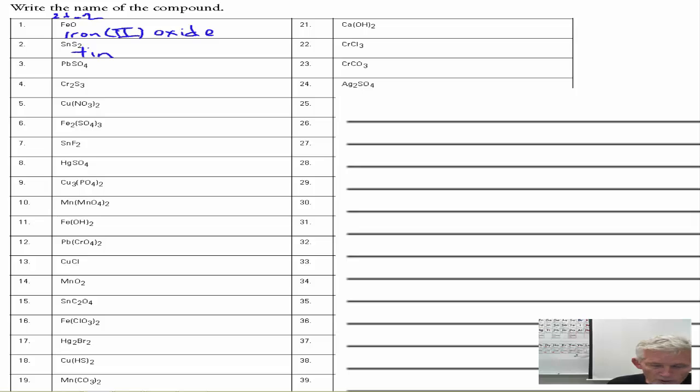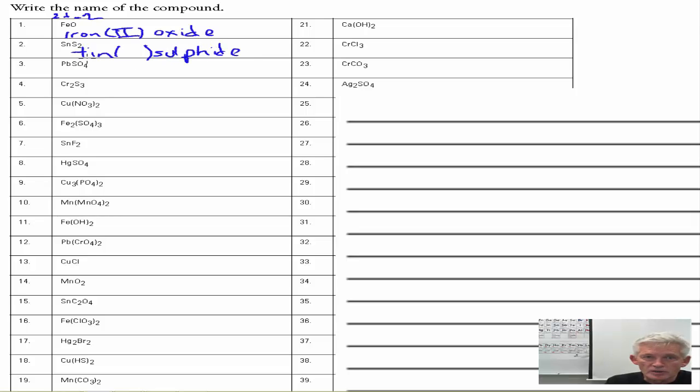So we know it's going to be one of those 2. So for now, we'll just put the brackets, tin, and S, sulfur. But again, we wouldn't say tin, sulfur. 2 elements, change the sulfur to ide, sulfide.